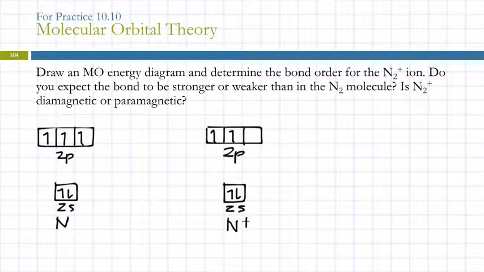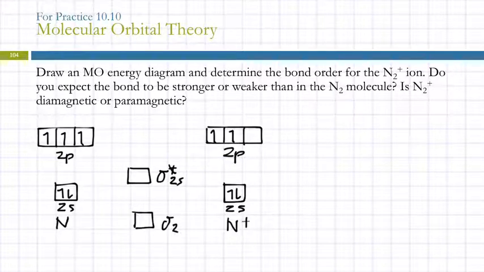Then we combine these. So combining 2s orbitals, we're going to get a sigma 2s and a sigma star 2s. And so one's going to be lower and one's going to be higher. So this is our sigma star 2s, and this is our sigma 2s.